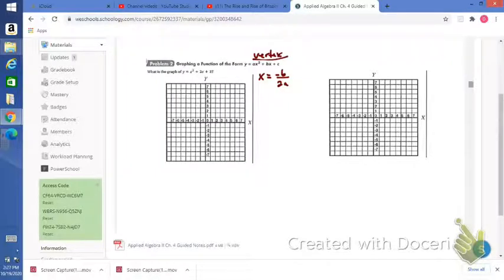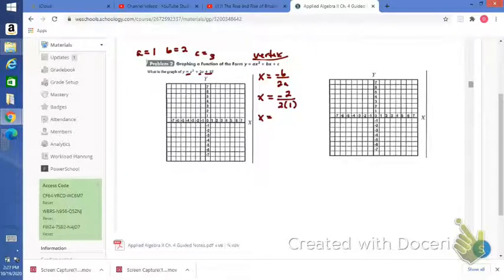Alright, so we're finding the vertex. My a is equal to 1. Remember, that's the coefficient in front of your x squared term. There's nothing there, so it's 1. Your b is the coefficient in front of the x, that's 2. And then the c is your constant, that's 3. So plug in: negative, and then our b is 2, all over 2 times 1.